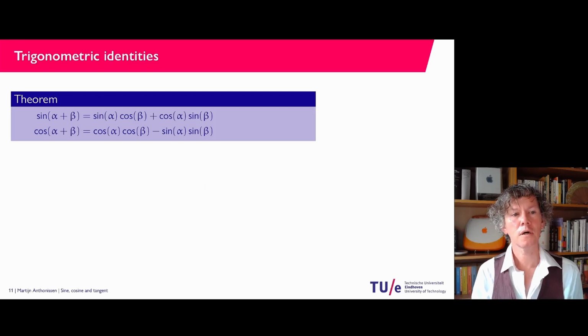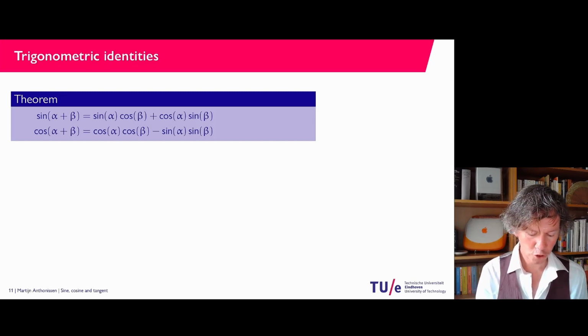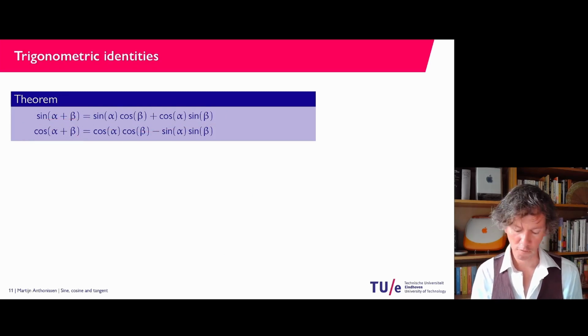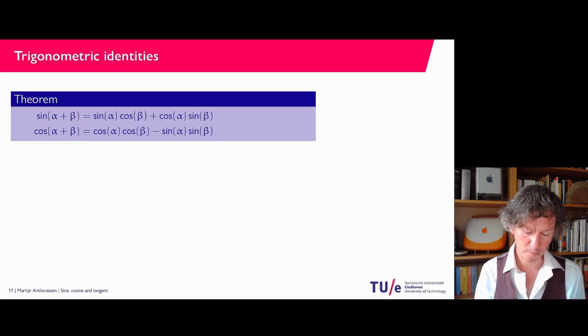Some trigonometric identities that you have probably seen before. I'm not going to prove them, but you can show that you can express the sine of alpha plus beta in terms of sine alpha cosine beta plus cosine alpha sine beta, and a similar rule for the cosine. You will get these formulas during the exam on a formula sheet, so you don't have to know them by heart.